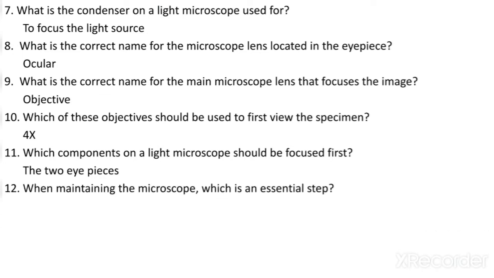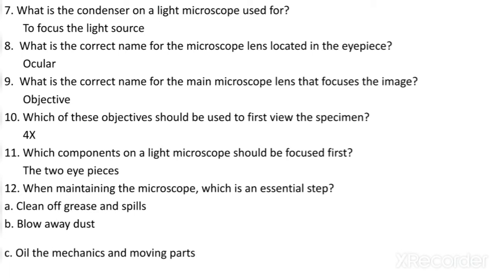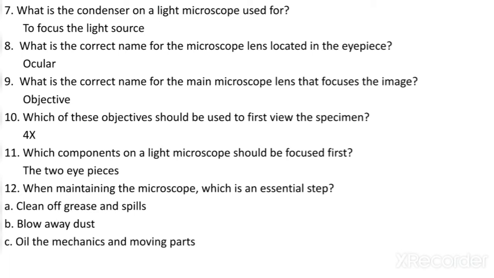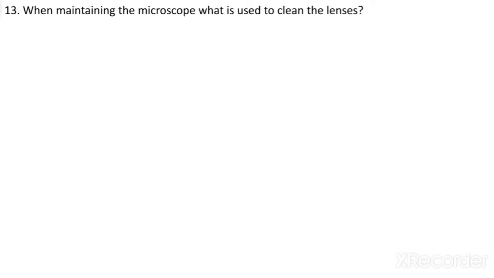When maintaining the microscope, which is an essential step? The first essential step is to clean off grease and spills. Second, blow away dust. And third, oil the mechanics and the moving parts. These are some important maintenance steps. When maintaining the microscope, what is used to clean the lenses? We have to use alcohol to clean the lenses.